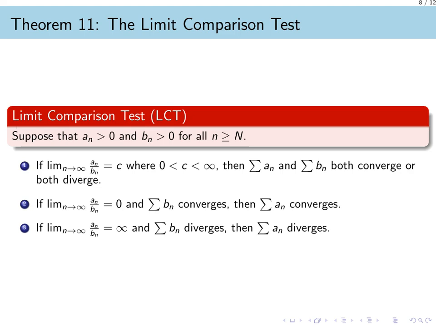It is very important to remember that this is a one-way implication. If the comparison series, the sum of bn, happens to diverge, this test gives us no information at all about the series of a(n). The key takeaway is, if the limit of the ratio is 0, convergence of the denominator series implies convergence of the numerator series.